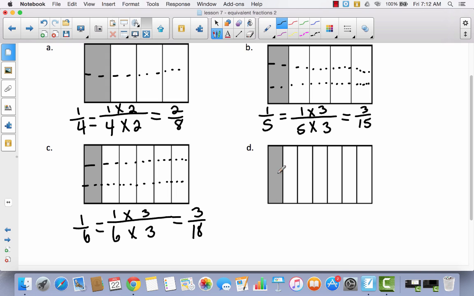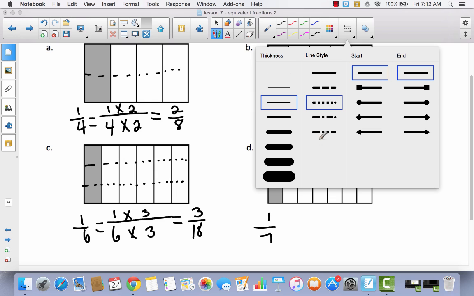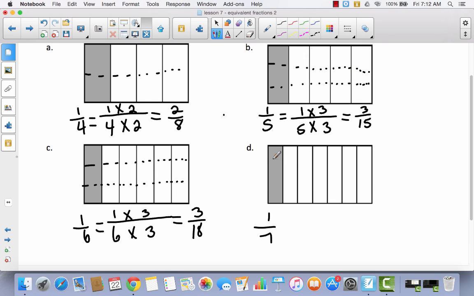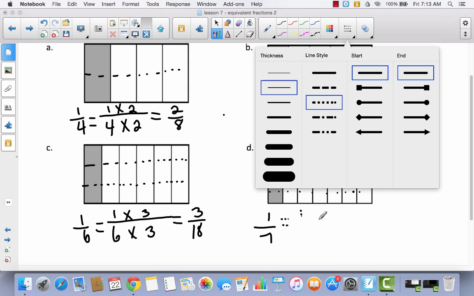Okay, so let's look at D. I have 1, 2, 3, 4, 5, 6, 7. So I have 1 out of 7. So I think this time, instead of doing just 1 or 2 parts, I'm going to actually divide this into 4 parts. So I'm going to draw 3 horizontal lines. So this time I'm going to multiply my numerator and my denominator by 4.